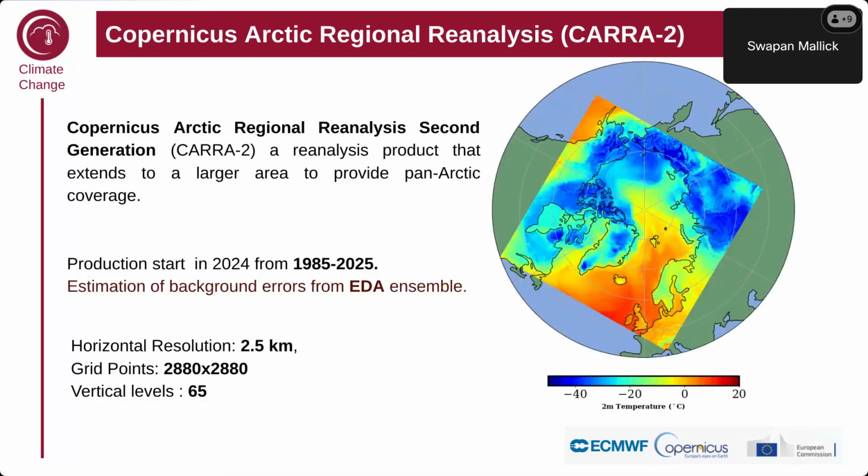Coming to the reanalysis product, the Copernicus Arctic Regional Reanalysis is the second generation reanalysis product. It covers a large area to provide information from the Pan-Arctic region. This is the first attempt at such a huge domain. It's almost one-third of the Earth. The model is run at 2.5 kilometer resolution with 2,880 by 2,880 grid points and 65 vertical levels.